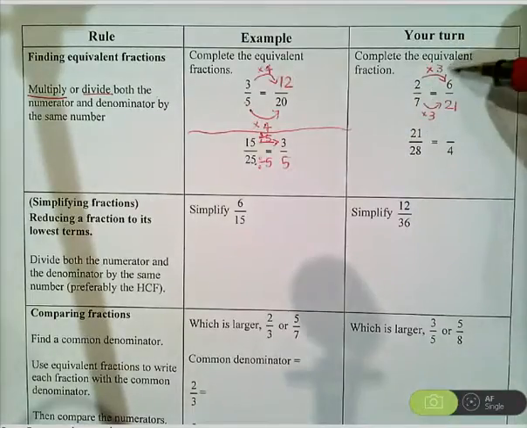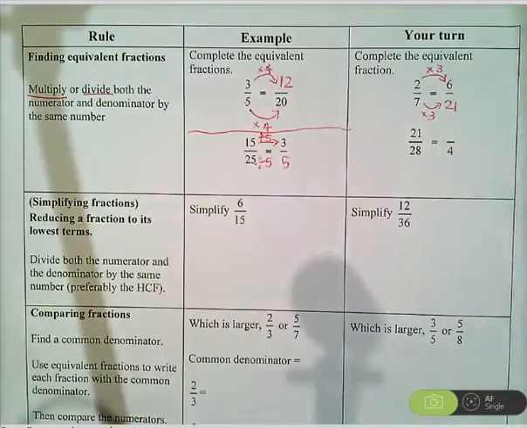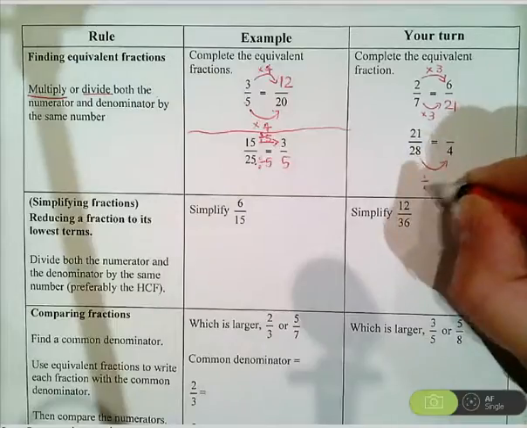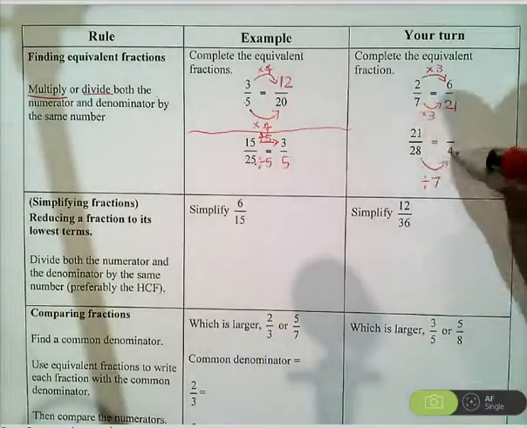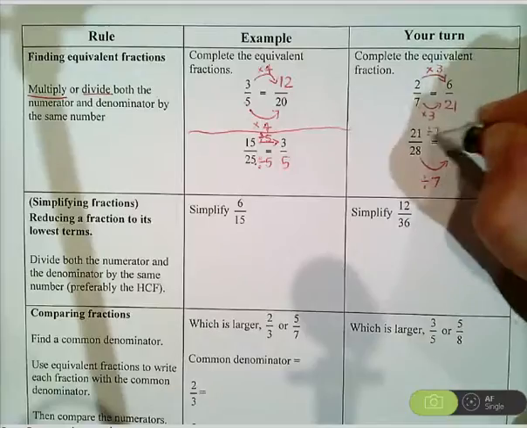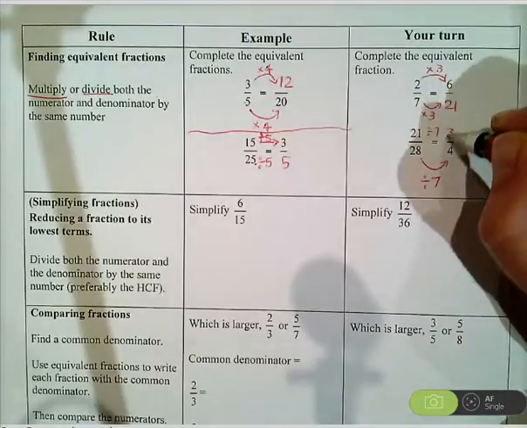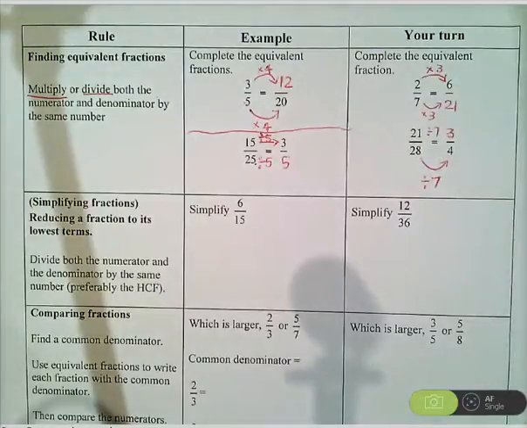So notice whatever you do to the numerator, you must do to the denominator. In the next question, we're looking at how we go from 28 to 4. Making 28 go down to 4, we're obviously making it smaller, so you would divide. Looking at your times tables, 4 times 7 is 28, so 28 divided by 7 is 4. You therefore divide the numerator by 7 as well, and 21 divided by 7 is 3. So 21 over 28 is equal to 3/4.